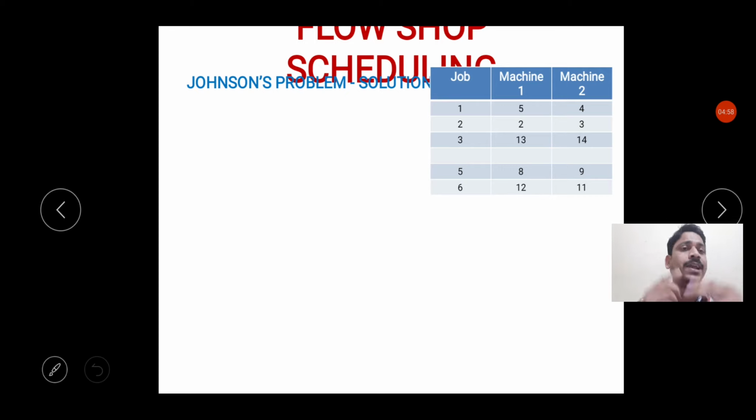That means again you have to find out the minimum processing time among all of these. So if you observe here, see the processing timings are 5, 4, 2, 3, 13, 14, 8, 9, 12 and 11. So which is the least among them? 2. 2 is on machine 1, it is of job 2. So the job 2 on machine 1 is the least processing time.